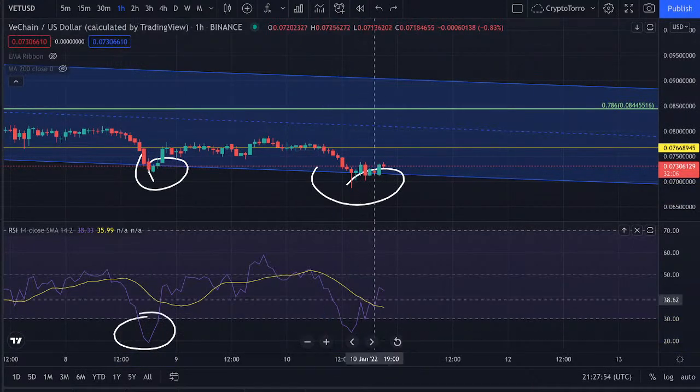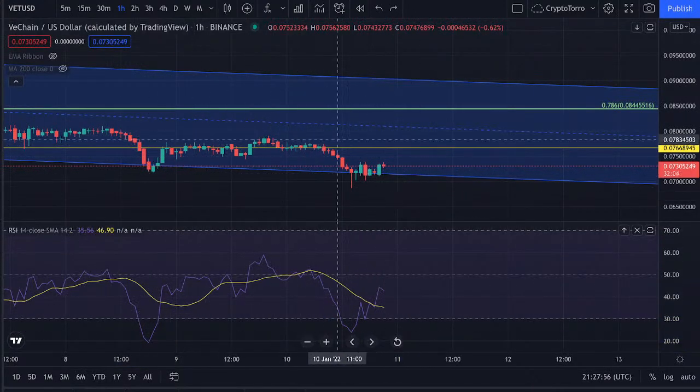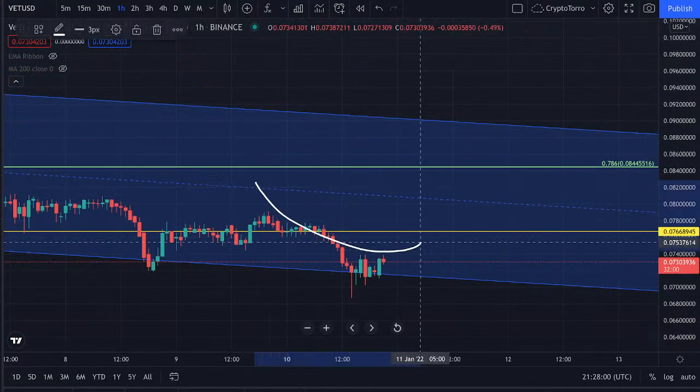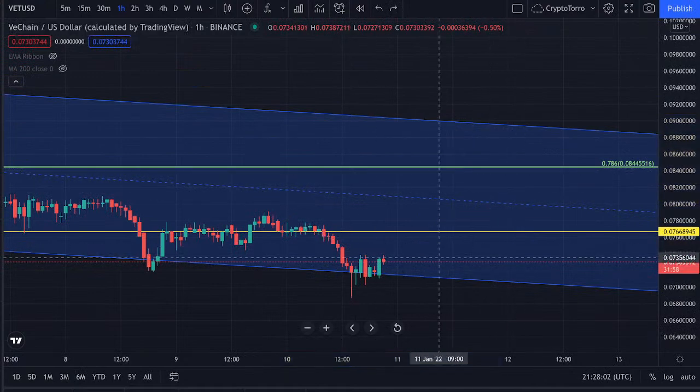So on all indicators, we are clearly seeing a great stronghold getting found right here, and possible major momentum towards the upside getting started on VeChain. So do not forget that.